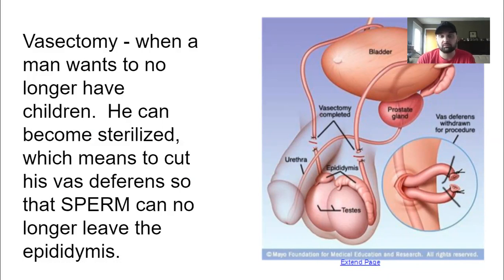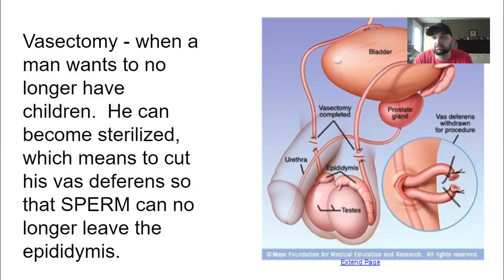So everything's normal for a man. He still can ejaculate. There's just no sperm inside. It means he can't fertilize an egg. However, if you ever get a vasectomy, which that time hasn't come for me yet, I don't know if I'm done having kids or not, but if you ever do decide to get one, there's still a period of time that a man can still impregnate a woman.